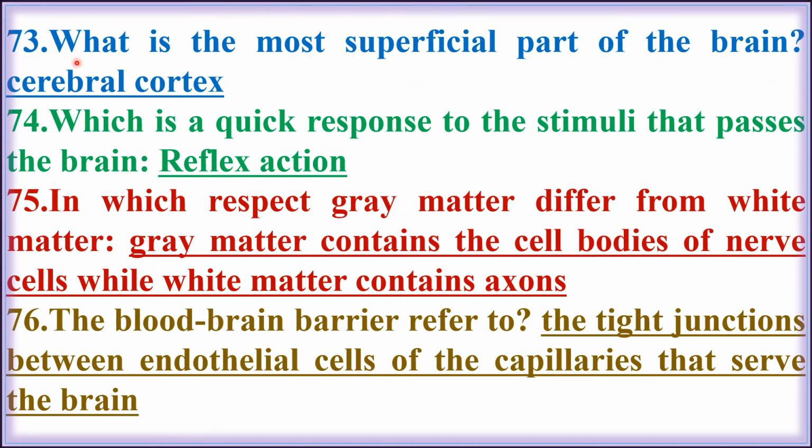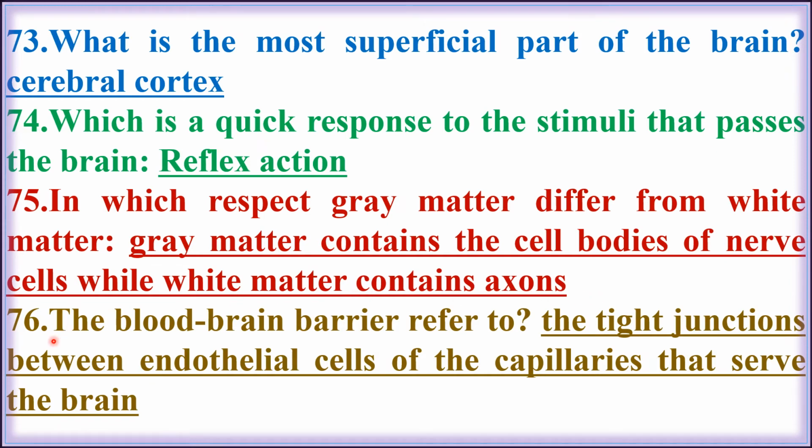Next, what is the most superficial part of the brain? That is cerebral cortex. Next, which is a quick response to the stimuli that passes the brain? That is reflex action. Next, in which respect does gray matter differ from white matter? Gray matter contains the cell body of nerve cells, while white matter contains axons.